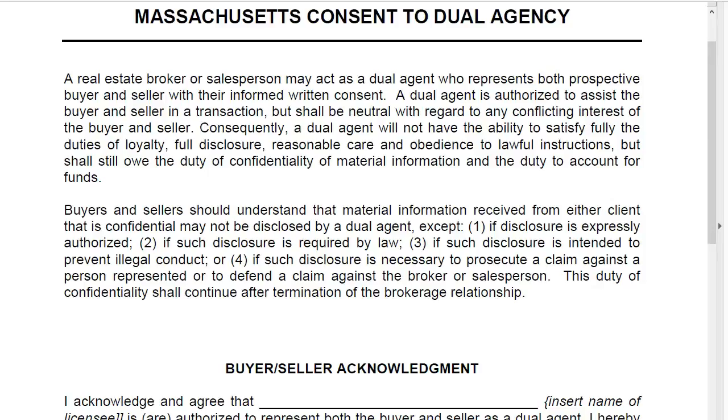It's fairly straightforward. Buyers and sellers should understand that material information received from either client that is confidential may not be disclosed by a dual agent except if expressly authorized, such disclosure is required by law, such disclosure is intended to prevent illegal conduct, or such disclosure is necessary to prosecute a claim. So in this case, let's go back to the top part. A dual agent is authorized to assist the buyer and seller, but shall be neutral with regard to any conflicting interest. So this is the same language as before.